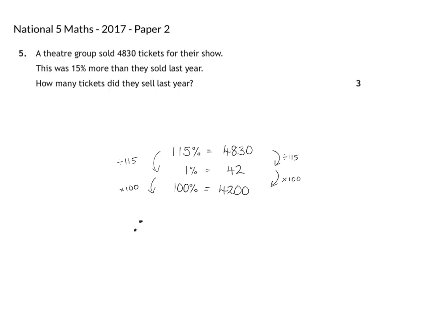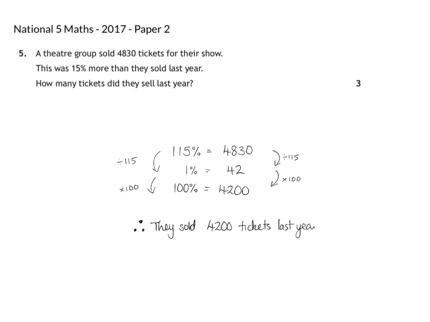So therefore, this is the math thing for therefore, it's like 3 dots. They sold 4,200 tickets last year. So where do our marks come from for this question?